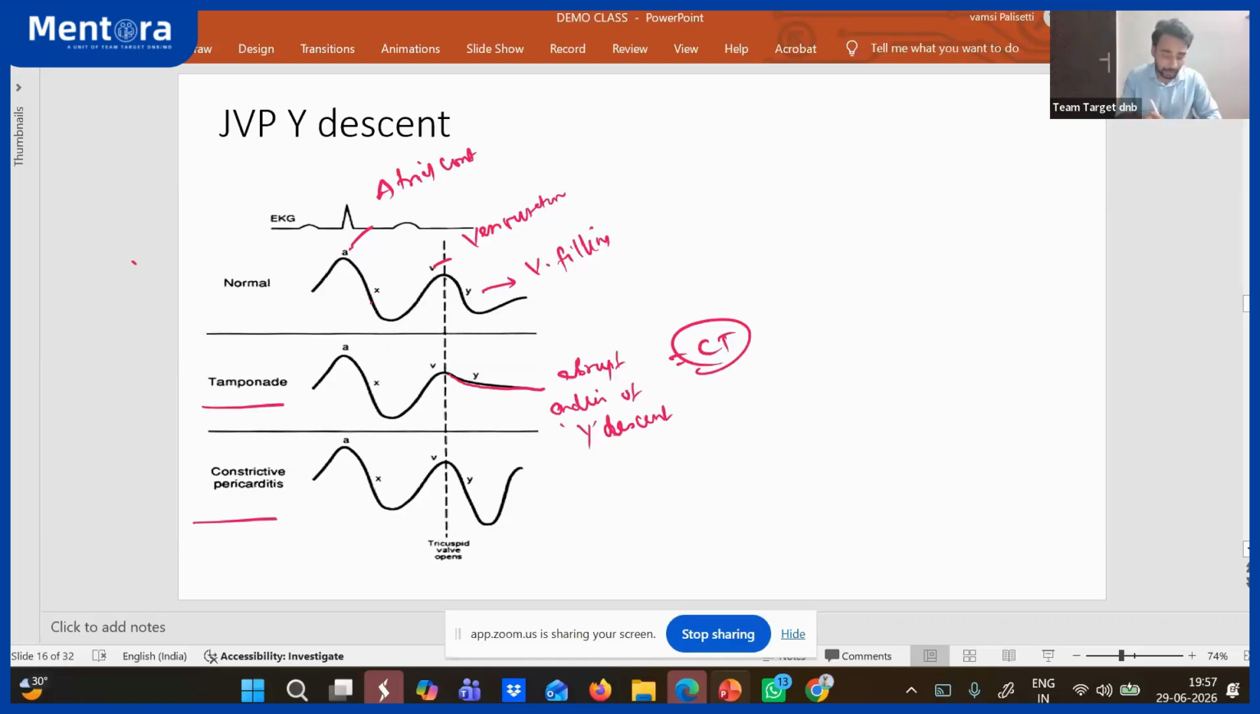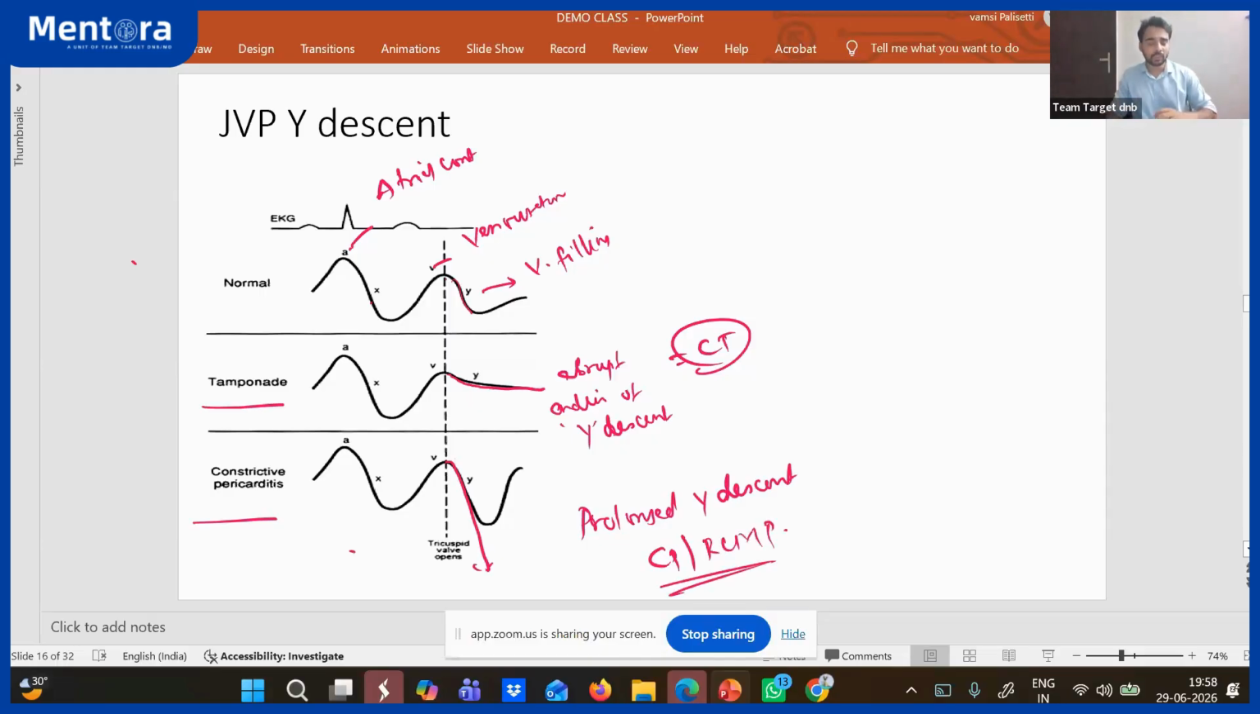Right? But what is going to happen in constrictive pericarditis here? Here some pressure is there from the pericardium on the ventricle, but it is not completely blocking the ventricle. So ventricle is slowly expanding. So blood is also slowly coming from the atria. So the Y descent will be prolonged. See, this is just normal Y descent. Here it's a prolonged Y descent. Simple. Okay, that is in case of constrictive pericarditis or restrictive cardiomyopathy. Anywhere you can see.